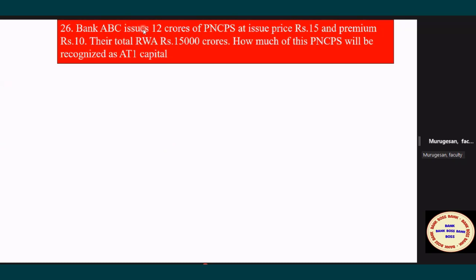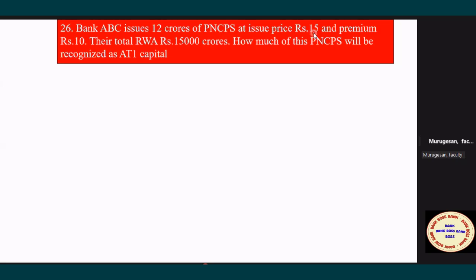Bank ABC issues 12 crore PNCPS at issue price 15 and premium 10. These are some live situations, because they will not give anything directly. They will always try to give some data, and how you interpret that is the skill. The 12 crore PNCPS is perpetual non-cumulative preference share. They are issuing perpetual non-cumulative preference share. It is not cumulative, so it will qualify as tier 1 also.